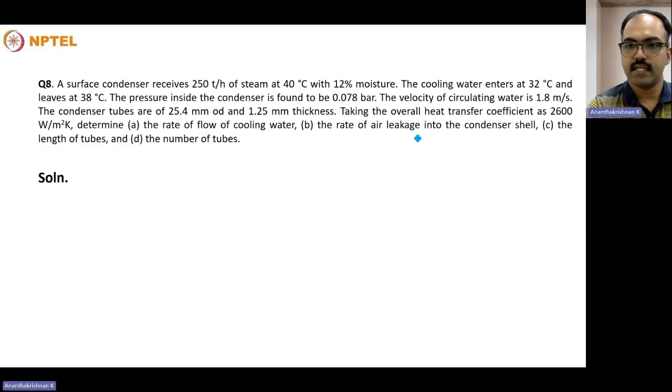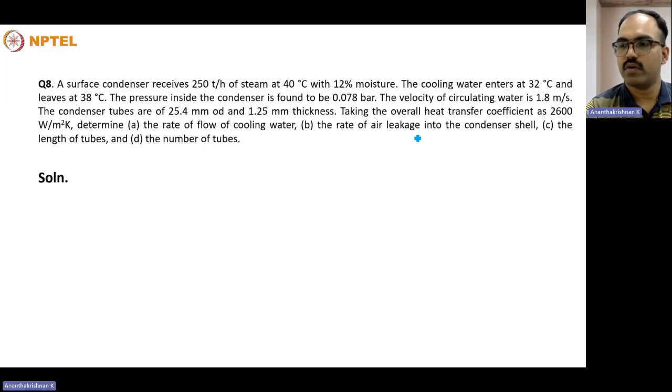A surface condenser receives 250 ton per hour of steam at 40 degrees Celsius with 12% moisture. The cooling water enters at 32 degrees Celsius and leaves at 38 degrees Celsius. The pressure inside the condenser is found to be 0.078 bar. The velocity of circulating water is 1.8 meter per second. The condenser tubes are of 25.4 millimeter outer diameter and 1.25 thickness.